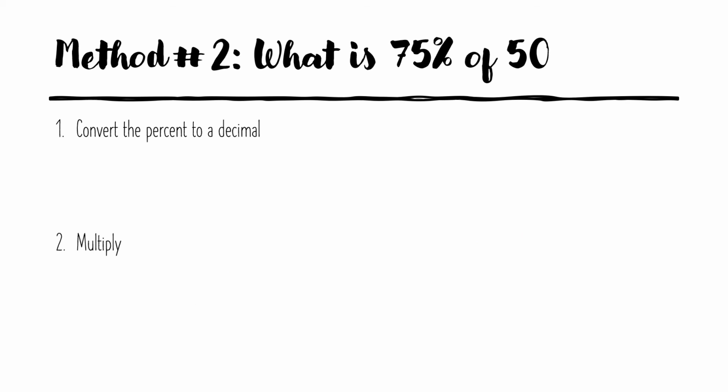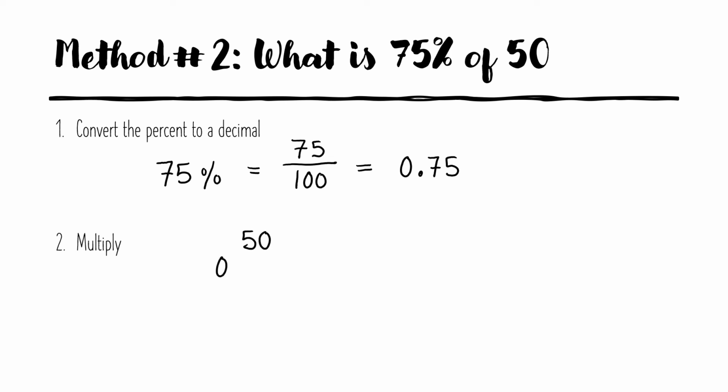Another method for calculating percentages is to first convert the percent into a decimal. So we have 75%, which is equal to 75 over 100 as a fraction. And to continue converting that to a decimal, we'll actually divide by that 100. So we get 75 hundredths. Once you've converted to a decimal, we'll then multiply this decimal representation of our percent by the quantity. So we have 50 times 0.75.